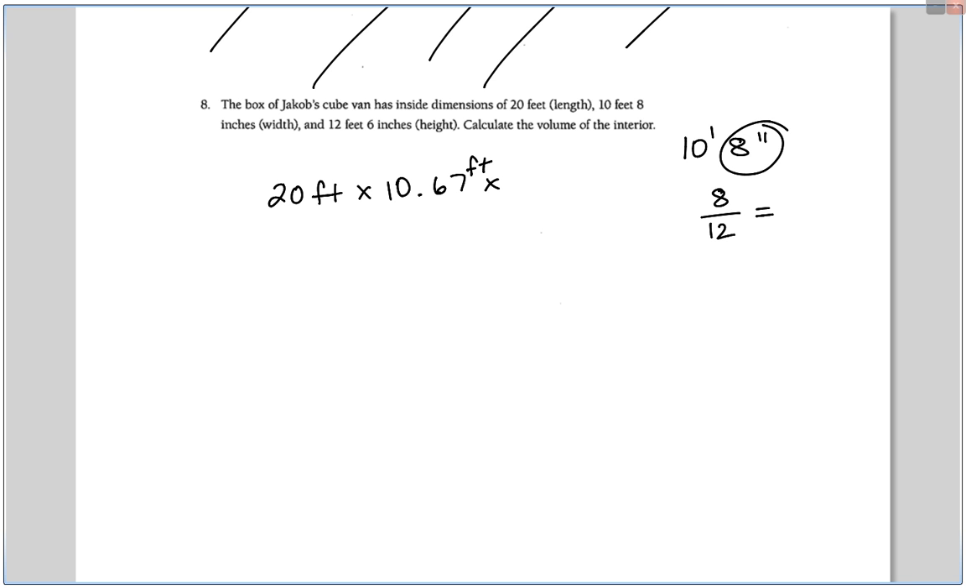And then 12 foot 6 inches, that's easy, 12.5 feet. The 6 inches is easy because it's half of 12. So 12 foot 6 inches is 12.5 feet. Multiply all those together: 20 times 10.67 times 12.5. I got 2,667.5 cubic feet.